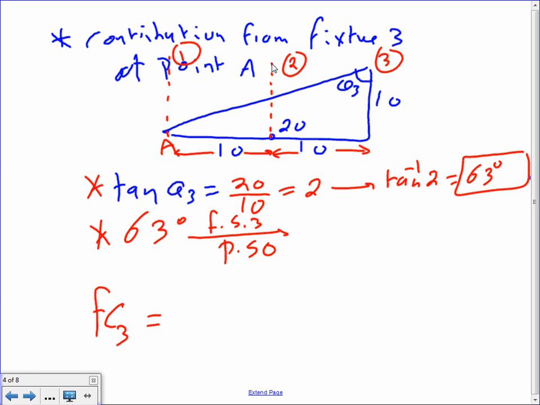Please write yourself a note: go to the closest. What's the closest? The closest to 63 is 65. From 65, you're going to find 78 degrees. No, not 78 degrees, 780. 780 lumens.